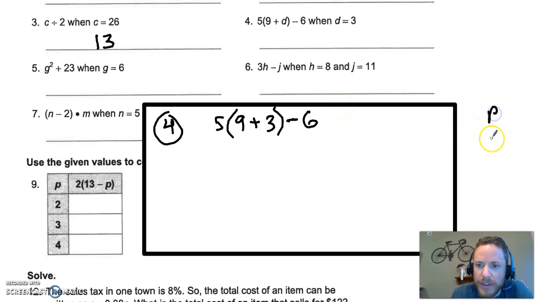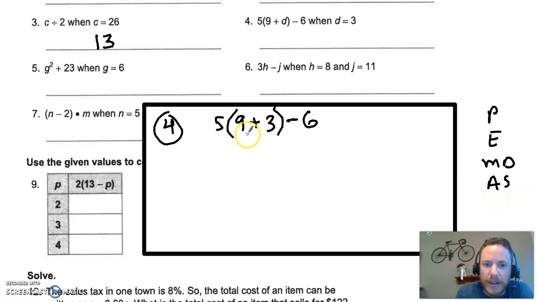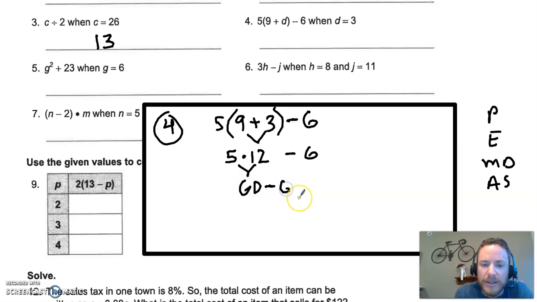I'll put it over here. I do parentheses first, then exponents, then multiply and divide from left to right, then add and subtract from left to right. So inside parentheses here I've got 9 plus 3. That's 12. Now I'm going to put a little dot here because 5 parentheses means 5 times. So when I get done with 9 plus 3, I need to immediately remember now it's times 5. And I'm going to subtract 6 later because I multiply before I subtract. So I'm going to do 5 times 12 now. That's 60. And I'm going to subtract 6 now. 60 minus 6 is 54. The answer to number 4 is 54.